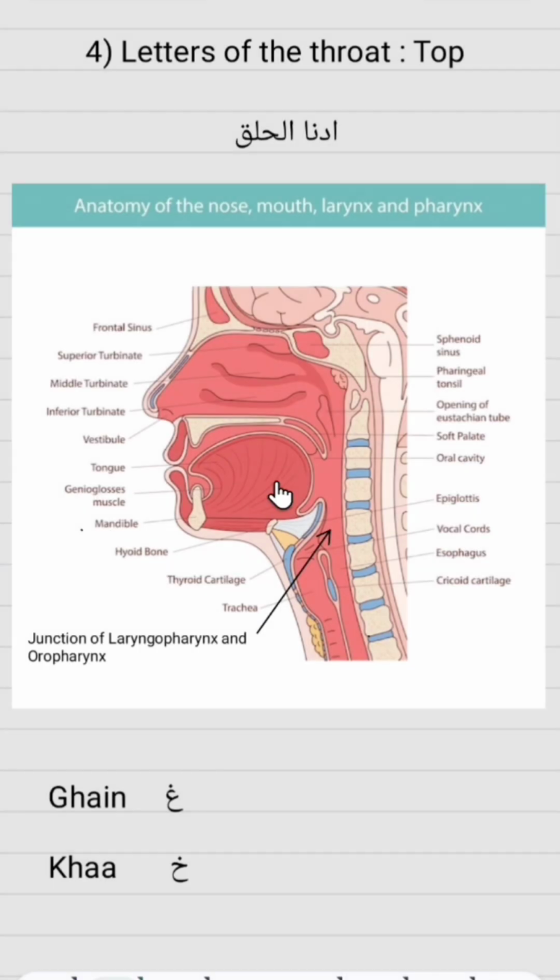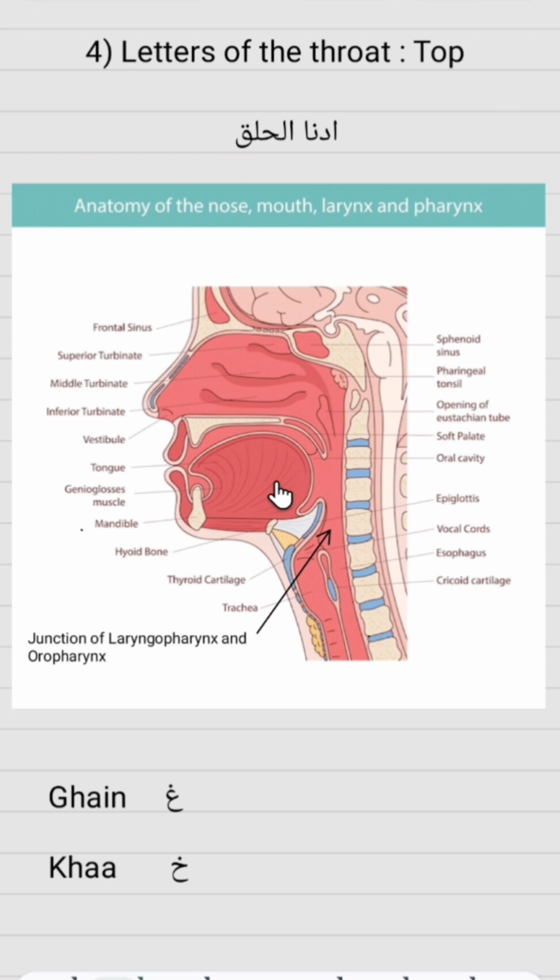The last portion of the throat that we're going to be talking about is the top of the throat, right, which is coming more closer towards the oral cavity, now the mouth, which is called adna al-halq, right? Adna for on the top or above, and al-halq for the throat. And these two letters that are going to come from this portion of the throat, they are ghoin and kha.